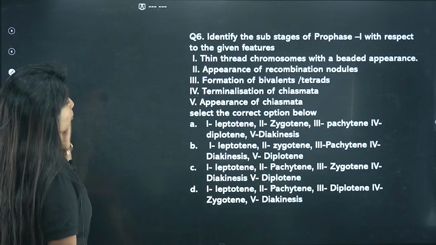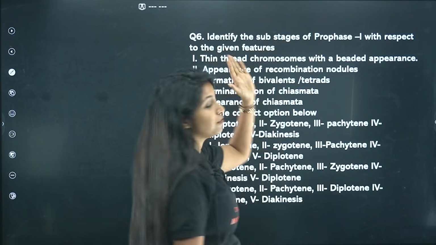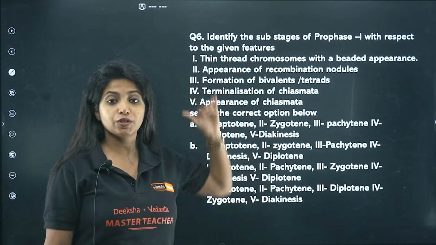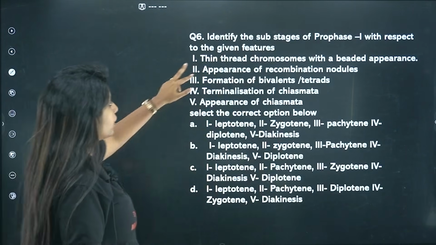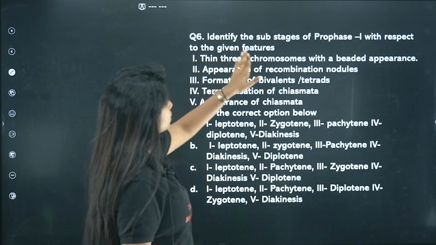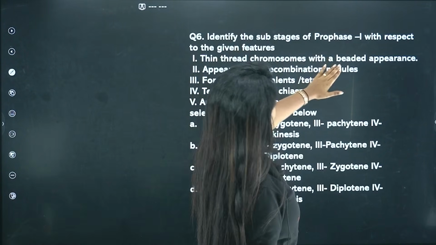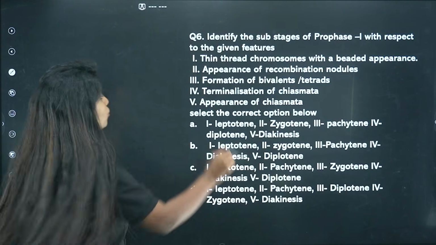Okay. Now question number 6. Identify the substages of prophase I with respect to the given features. This is not in order, I'm telling you. You just have to identify what is happening when. Are we ready? The thin thread chromosomes with a beaded appearance happen when? In the leptotene stage.